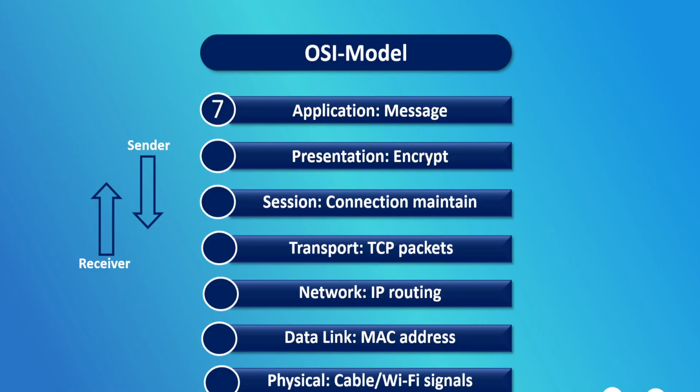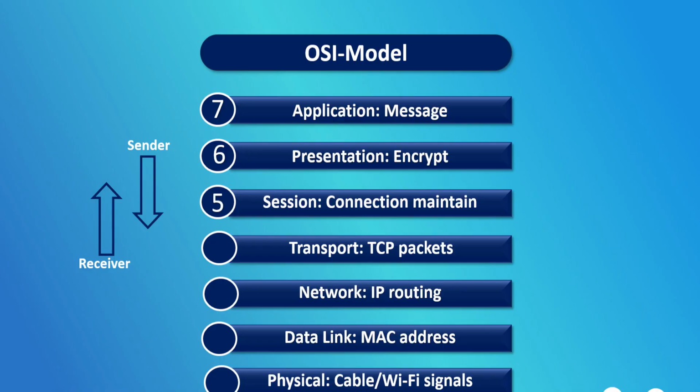Layer 7 is the application layer, and layer 6 is the presentation layer. I will give you an example, and after that you will understand everything. Just watch this video till the end, because you cannot understand it if you skip through the video. I highly recommend watching the video from start to end. Then only will you understand.